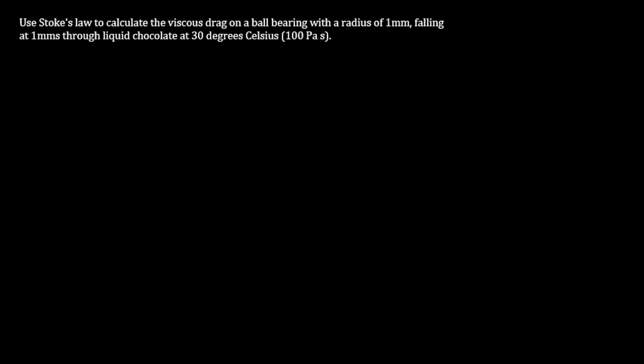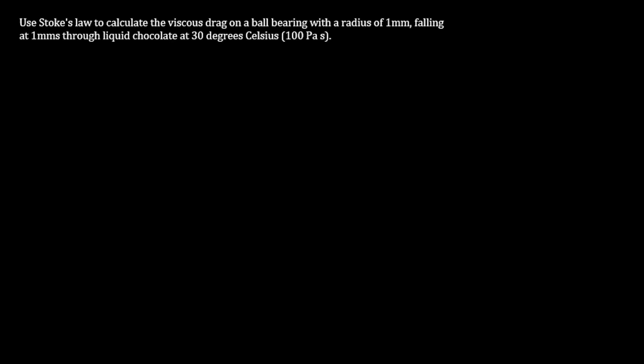Use Stokes Law to calculate the viscous drag on a ball bearing with a radius of 1 mm, falling at 1 mm a second through liquid chocolate while it's at 30 degrees Celsius. At 30 degrees Celsius, liquid chocolate has a viscosity of 100.